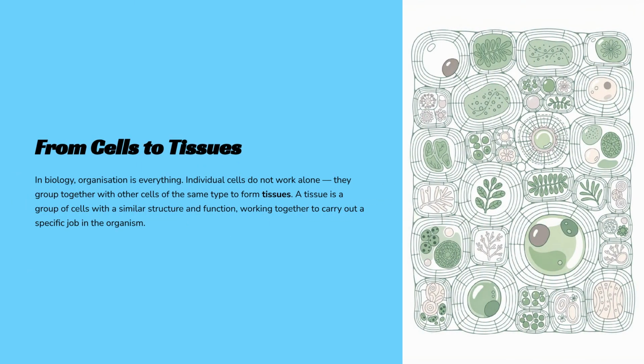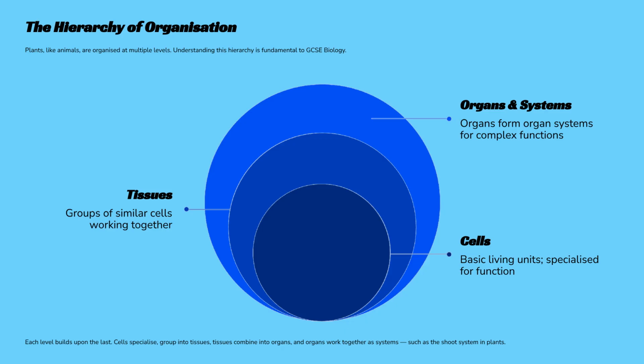Organization is essential in biology. Cells of the same type group together to form tissues. A tissue is a collection of cells with a similar structure and function working together to perform a specific job. The hierarchy of organization starts with cells, the basic living units specialized for function. Cells form tissues, tissues combine into organs, and organs work together as systems.